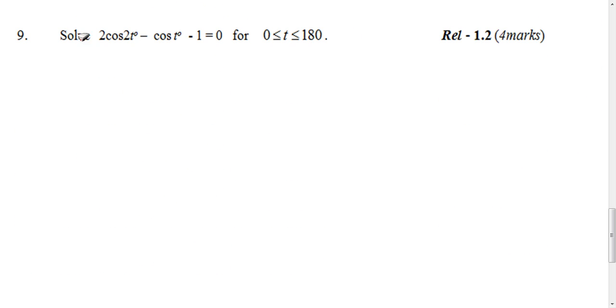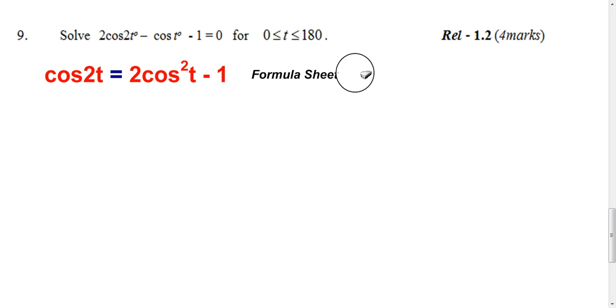Okay, last question. Solve 2 cos 2t, take away cos t minus 1 equals 0. We've only to give answers between 0 and 180 degrees. Okay, so we need to use our double angle formula to substitute in here. Now, on the formula sheet, you'll find that cos 2t, this bit here, is equal to 2 cos squared t minus 1.